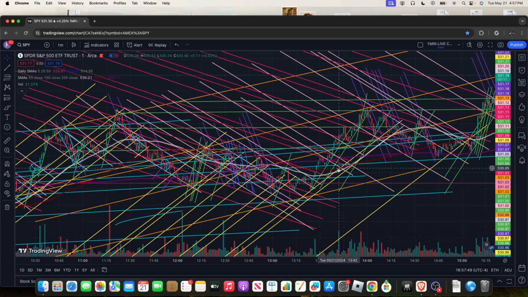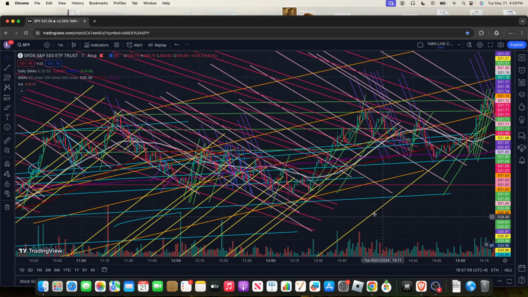And here, we're just basically in a tapering. You can notice this tapering. Some scalps are here that you could take.